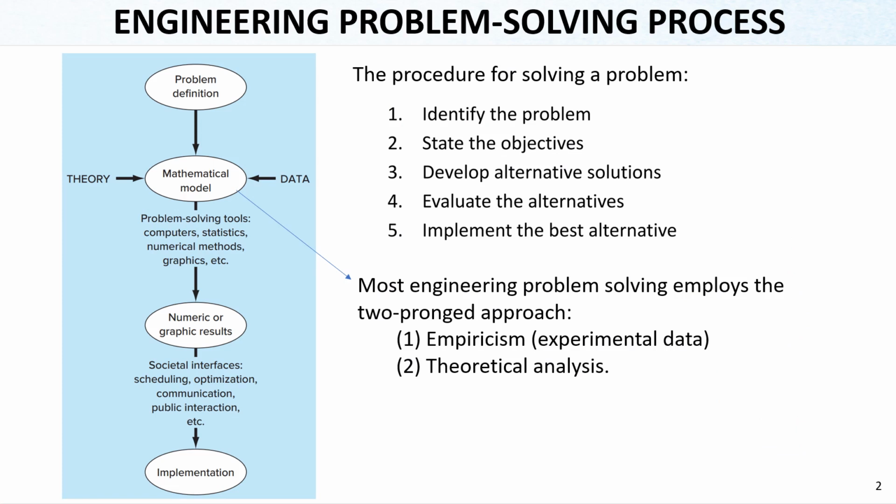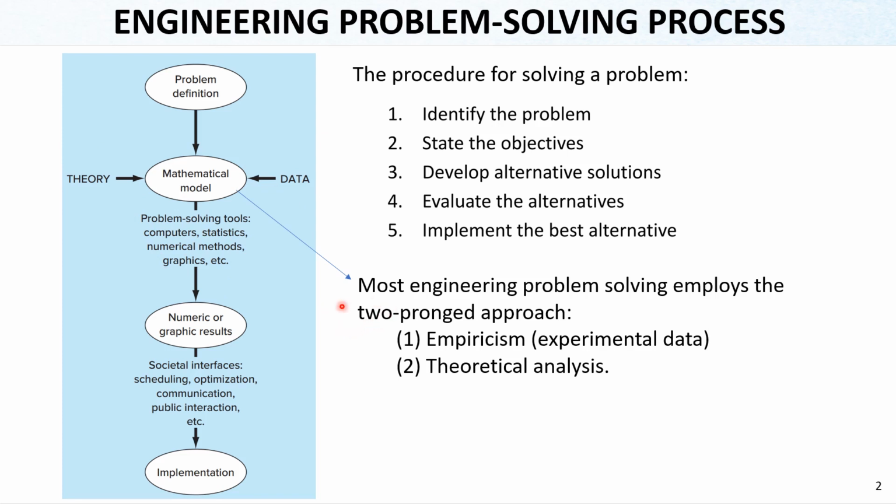Simply, an engineering problem solving process starts with a problem definition as you can see on the left hand side. We basically identify the problem, state the objectives, and make a list of them. And based on this definition of the problem, we will need to generate alternative solutions or a mathematical model to be able to solve this problem. And in here we can use some problem solving tools: computers, statistics, numerical methods, graphics, etc. And this can come from theory as well as from data. And the data part is the experimental part.